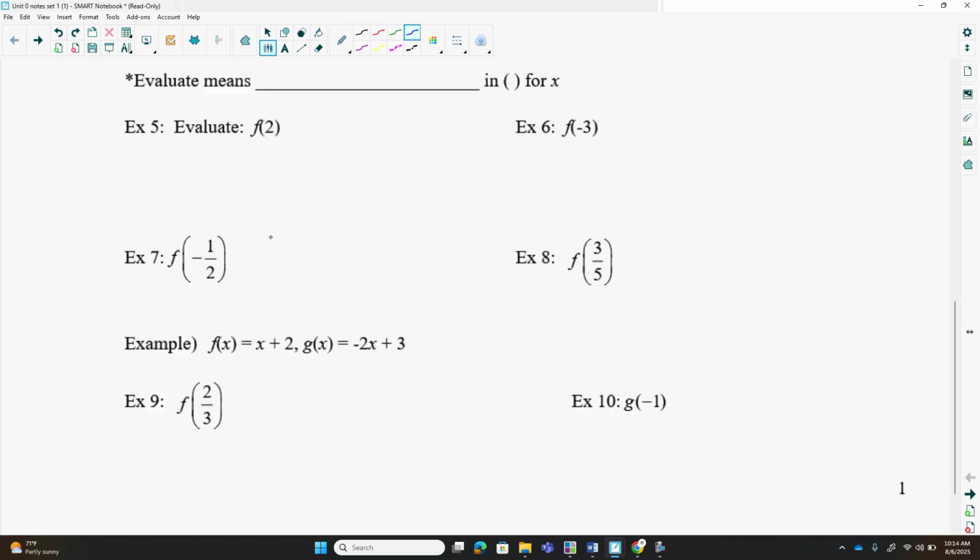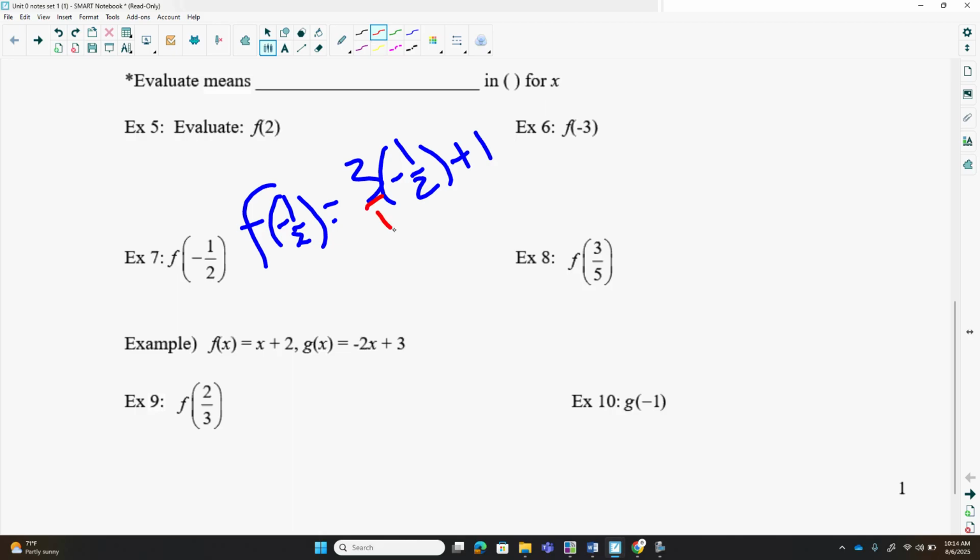You just do f of -1/2 is equal to 3 times -1/2 plus 1. And as I showed Elijah earlier, you're going to put a 1 under that 3, and you are multiplying. So there's no common denominator involved, so you multiply the tops, which gives -3. And you multiply the bottoms, which is 2. Now, I'm going to add it to a 1 over 1.